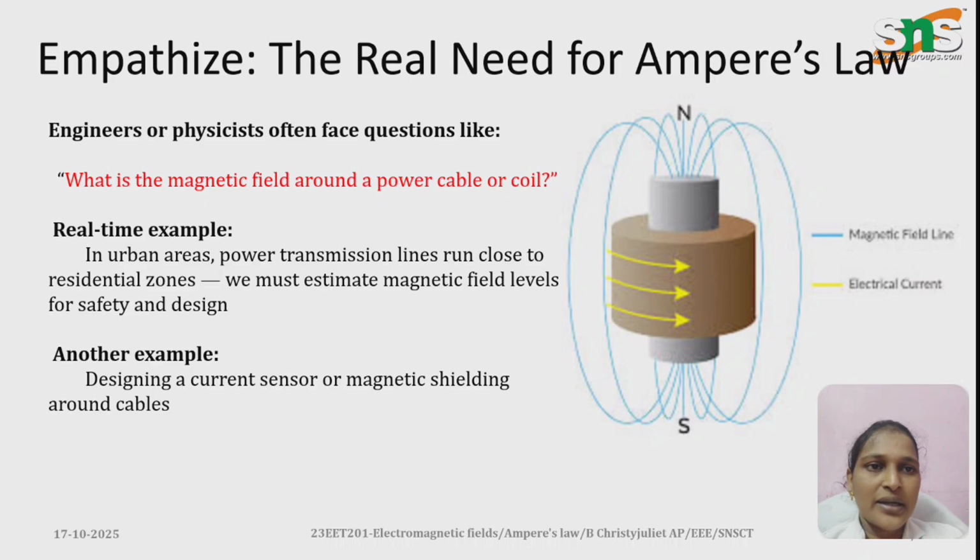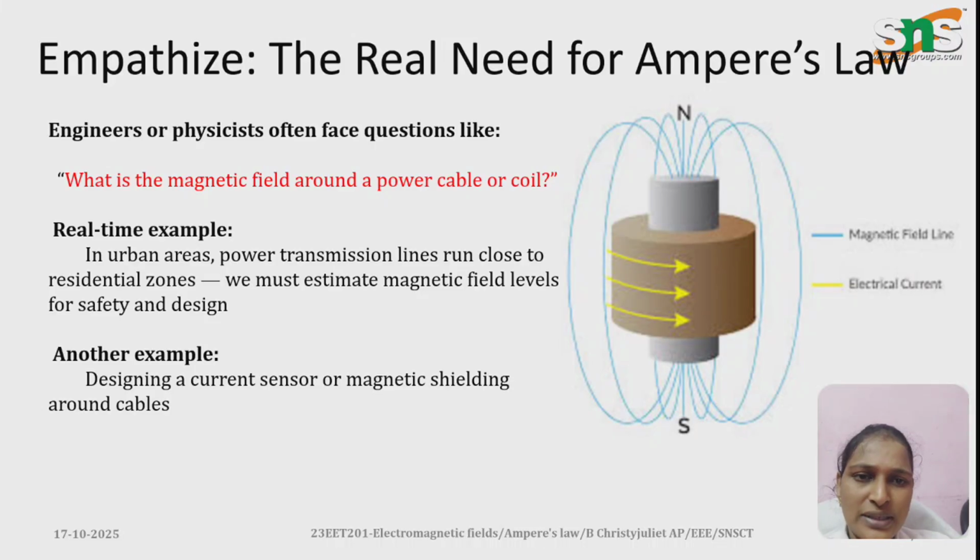So first, what is the need for Ampere's law? As we know, whenever a power transmission line runs close to residential zones, we must estimate magnetic field levels for safety and design. In general, we are very much aware that whenever a current is flowing through a conductor, an invisible magnetic field will be produced around the conductor. So, what is the magnetic field around a power cable or coil? What is the reason, or how much will this magnetic field be?